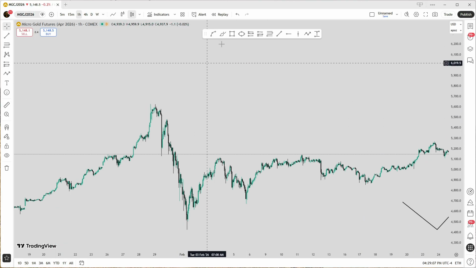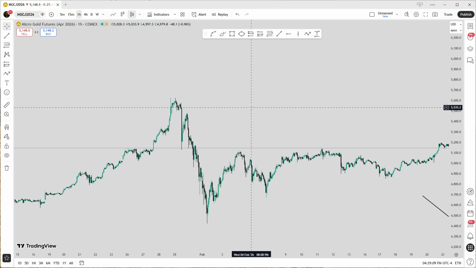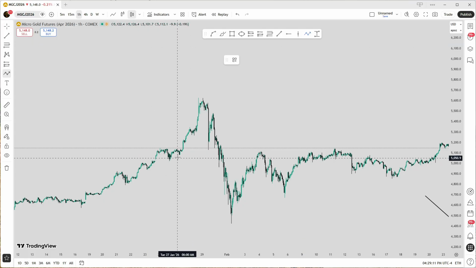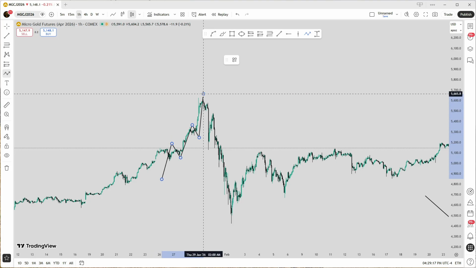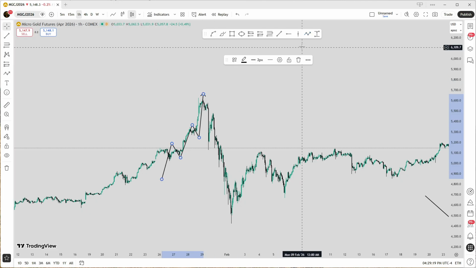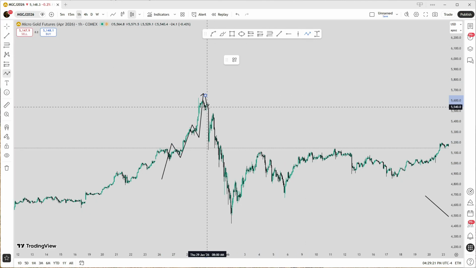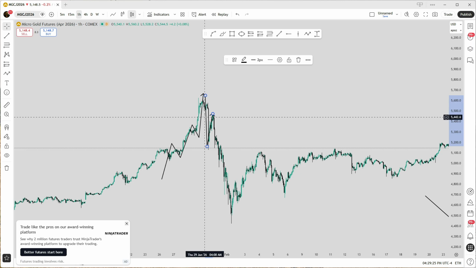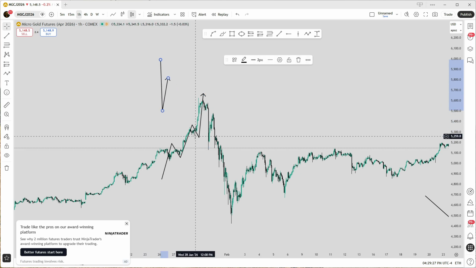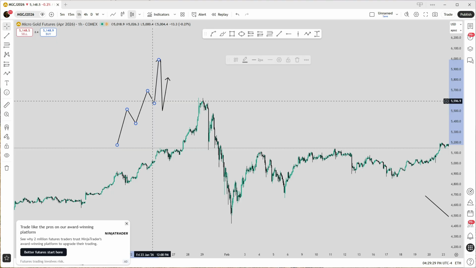So as you can see here, the market was trending up. You have a high, low, higher high, higher low, higher high, right? Then you have a low, lower high. So this is what we're seeing here in the live actual market.